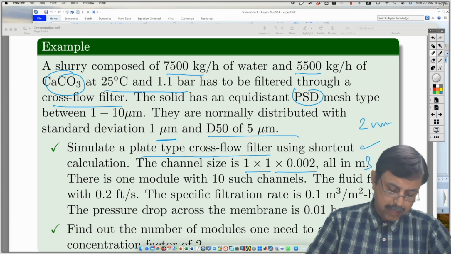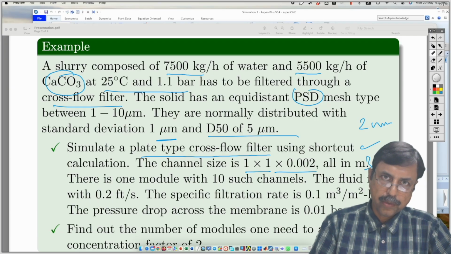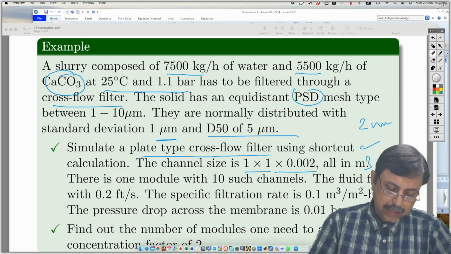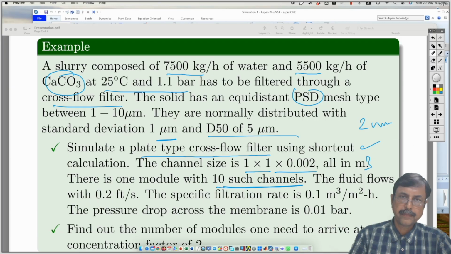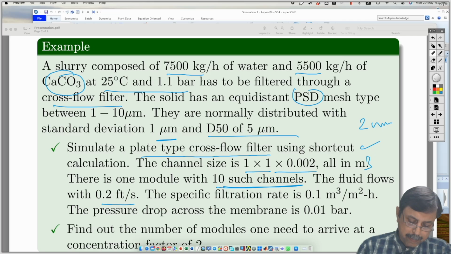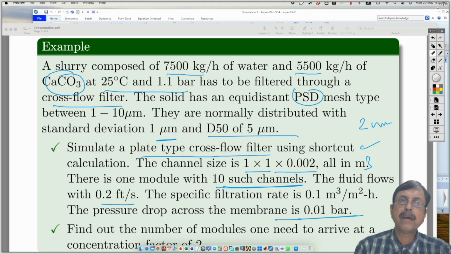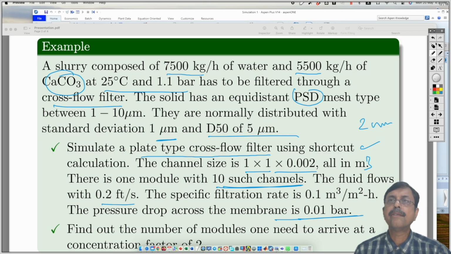There is only one module with 10 such channels. The fluid flows at 0.2 feet per second. The specific filtration rate is 0.1 meter cube per meter square hour. The pressure drop across the membrane is 0.01 bar. So let us solve this problem.